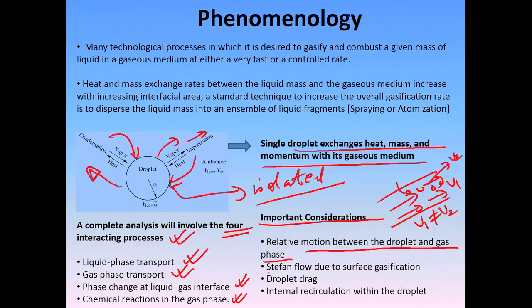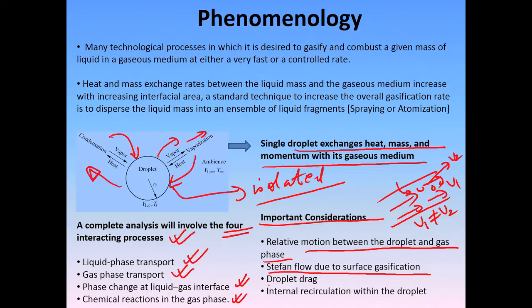There will be something called a Stefan flow due to surface gasification. As this droplet evaporates, the interface is shrinking, or expanding depending on whether it is evaporation or condensation. So, there is something called a Stefan flow which is created due to this surface gasification, that means there is conversion of species from one phase to the other. That is what is happening.